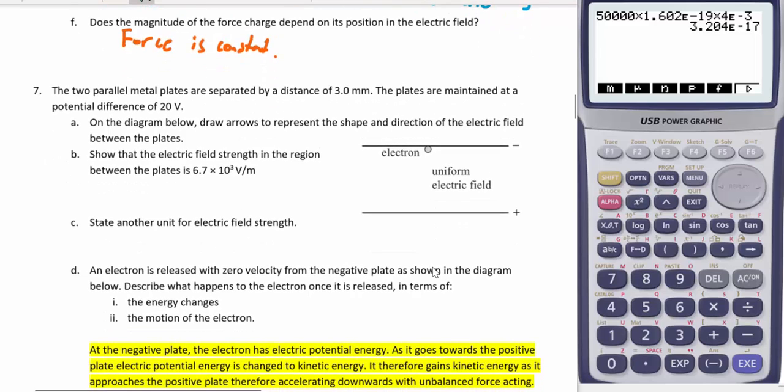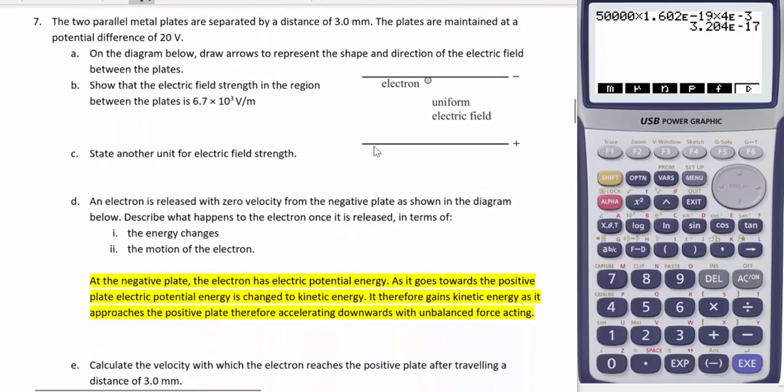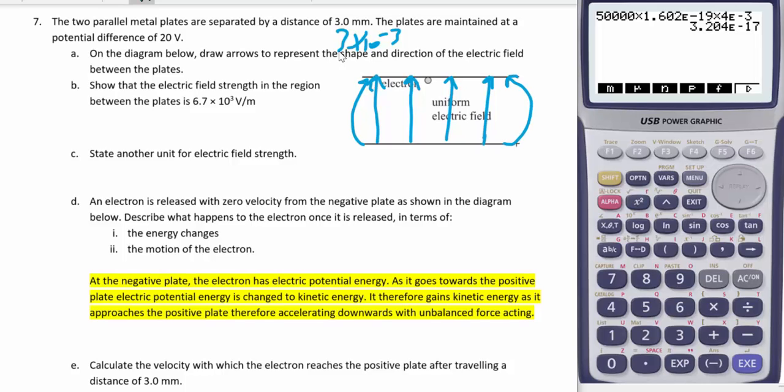Question 7, two metal plates separated by a distance of 3 millimeters, so 3 times 10 to the minus 3. On the diagram below, draw some arrows, and so it has positive at the bottom, and we know that electric fields go from positive to negative. So these are nicely equally spaced lines that touch each end, and then we have to have the non-uniform bits on each side. It looks something like that.